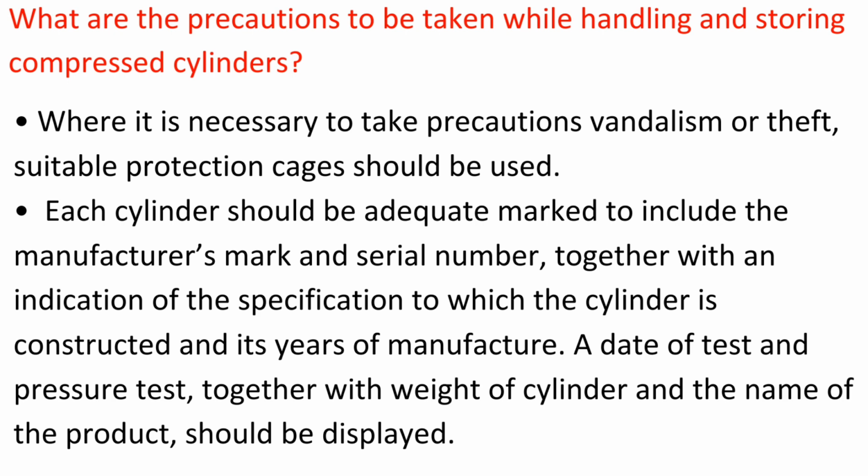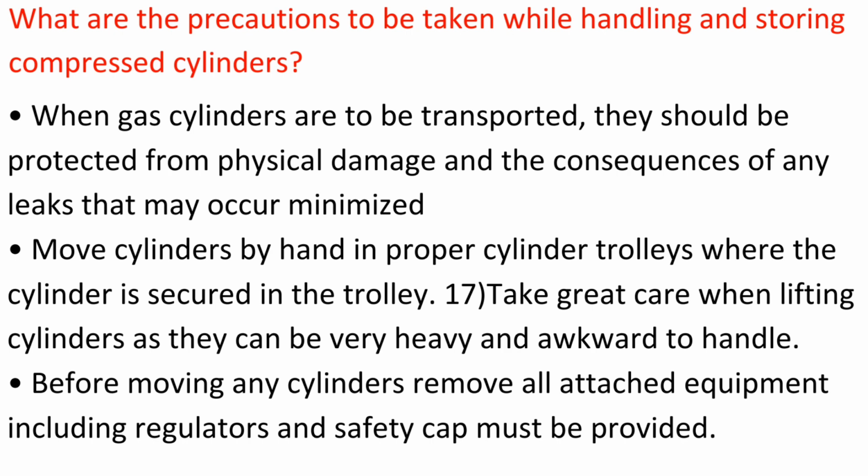Each cylinder should be adequately marked to include the manufacturer's mark and serial number, together with an indication of the specification to which the cylinder is constructed and its year of manufacture. A date of test and pressure test, together with weight of cylinder and the name of the product, should be displayed. When gas cylinders are to be transported, they should be protected from physical damage and the consequences of any leaks that may occur minimized.